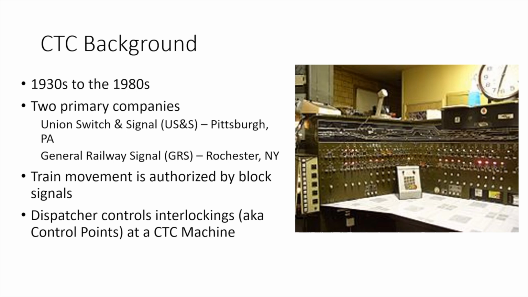So an interlocking, to give a few examples, would be at the end of a passing siding. Each end of the passing siding would be a separate interlocking or a control point. We call them control points on my railroad. The prototype would call them various things. So by setting up the signals at the CTC machine for the signals around an interlocking or a control point, that's how the dispatcher could authorize movement on the railroad.